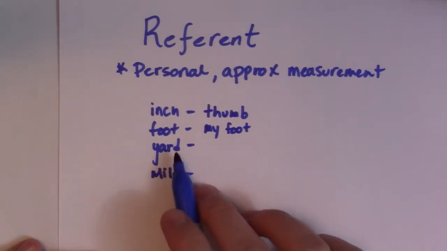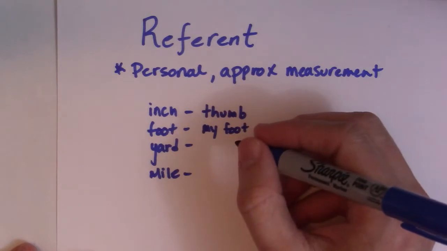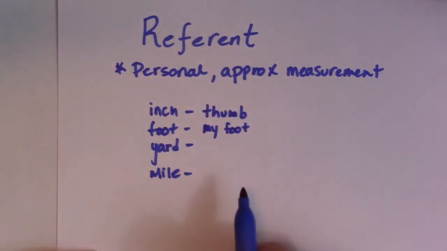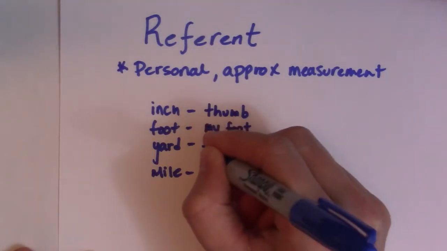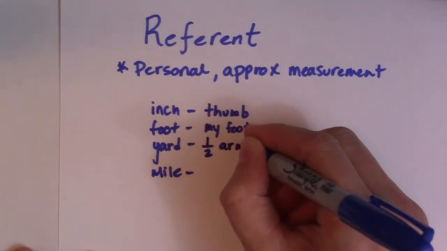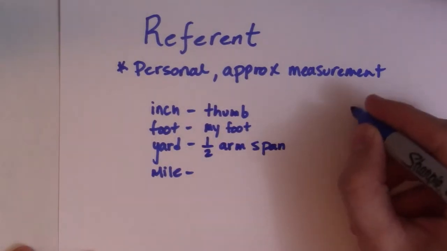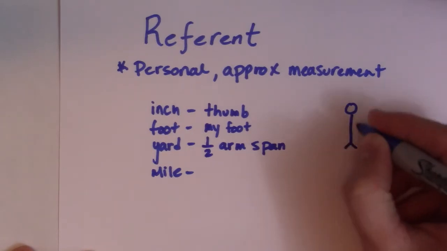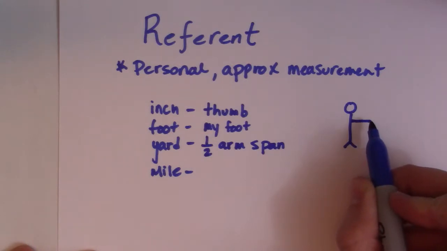Now a yard's a bit tougher. What I usually tell my students is that for the average human, a yard is about half an arm span. If you stuck your arm straight out, I'll draw a little stick man, it would be from the middle of your chest all the way to the tip of your arm, and that would be almost a full yard.